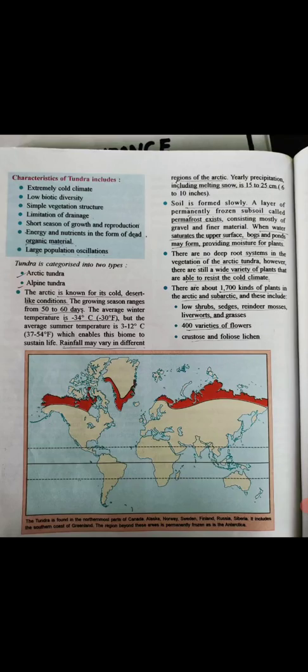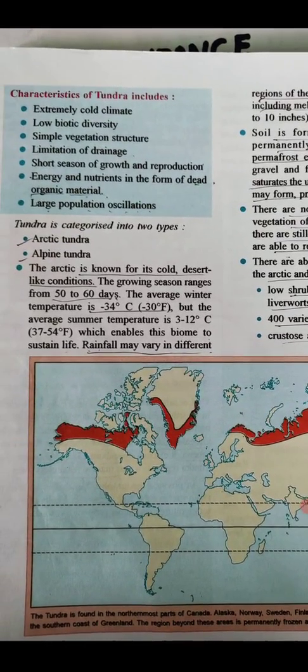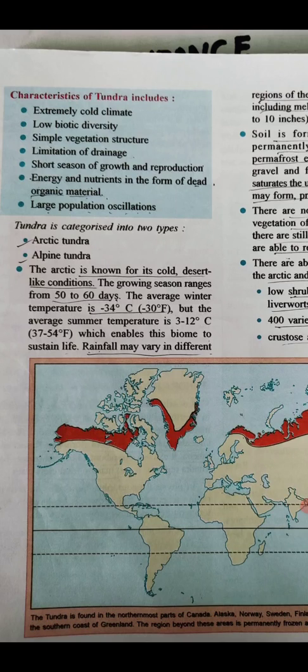Okay, low biotic diversity, it means the diversity of plants and animals is less. Simple vegetation structure, okay, it means that there's a very simple vegetation structure, no different kinds of plant grow here. Limitation of drainage, it means rivers and perennial water bodies are not available. Short season of growth and reproduction, energy and nutrients in the form of dead organic matter are found only, and large population oscillation. Oscillation means movement of population from one place to another.